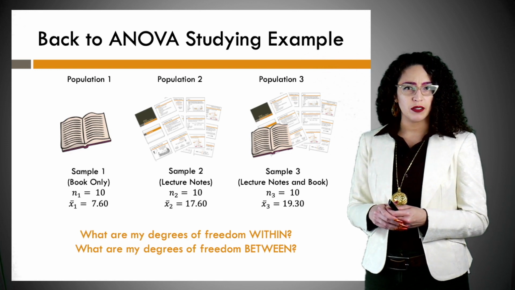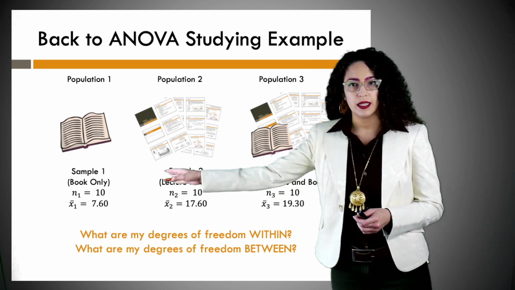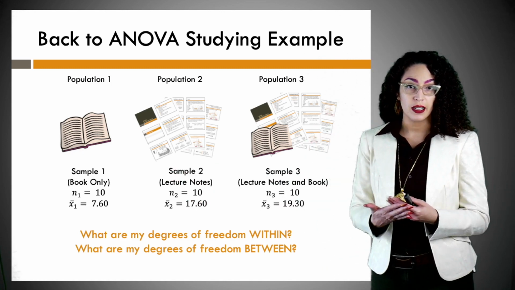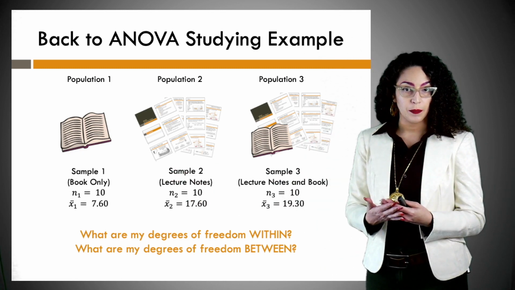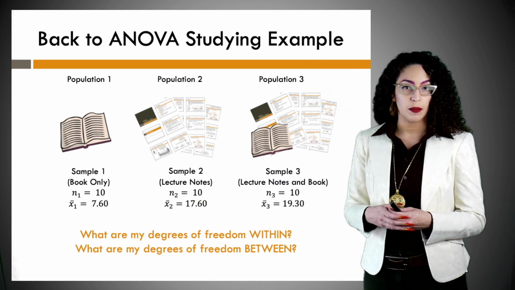Now how many people do we have total? We have 10, 10, and 10. Add all those together, we have 30 minus k, which was 3. So we end up with 27 degrees of freedom within.